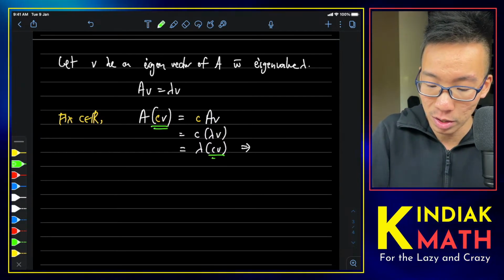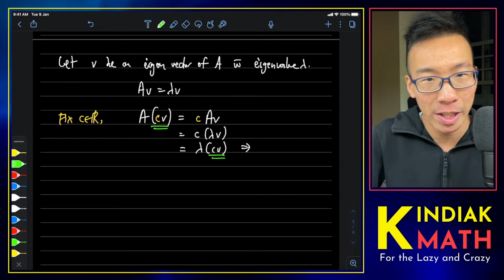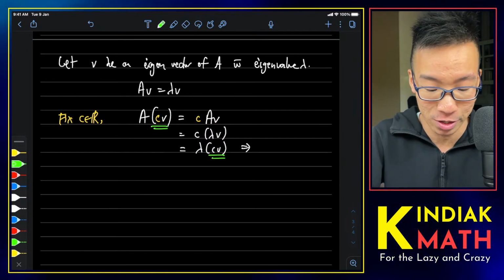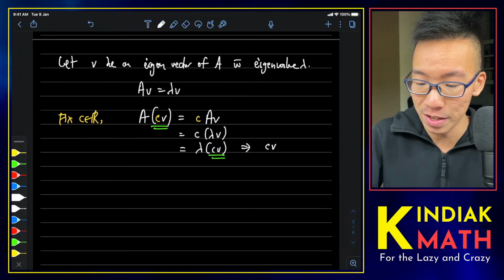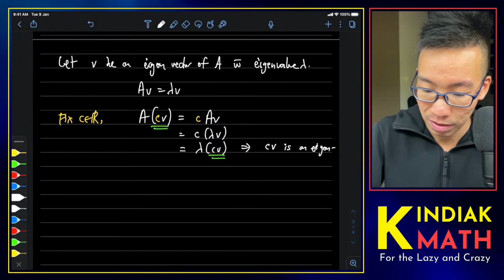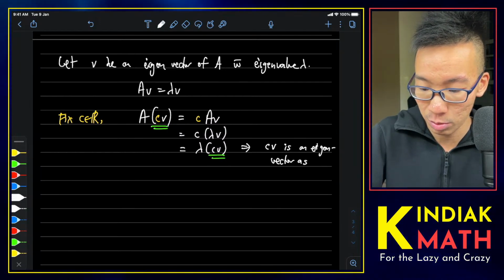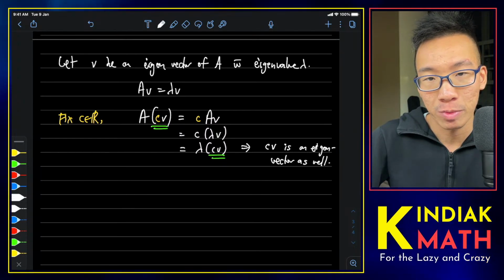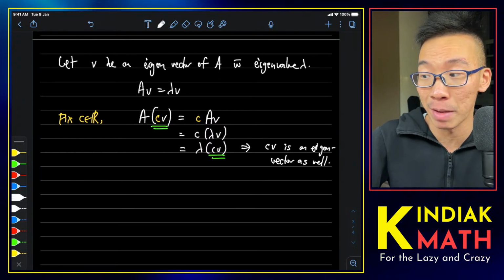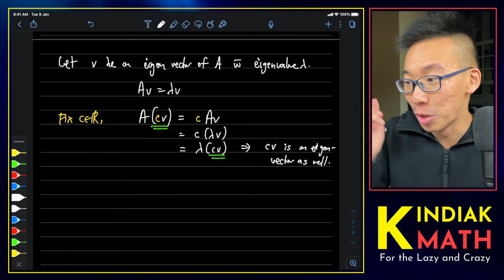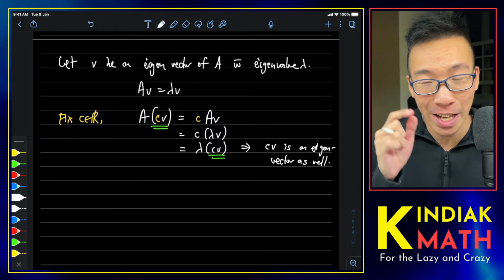This tells us that, wait a minute, matrix multiplication applied to CV corresponds to scalar multiplication. So therefore, CV is an eigenvector as well. But C is any real number you wish. So that actually gives us infinitely many eigenvectors. Now that being said, I think I know what we're referring to, more than n eigenvectors.